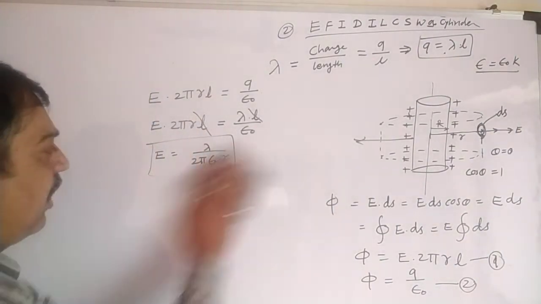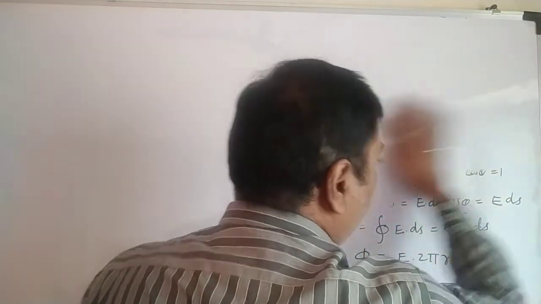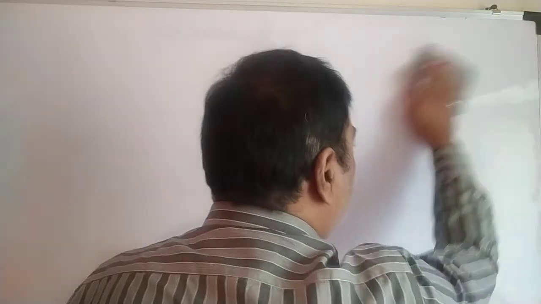Let's go to the third and last application of Gauss law, and that is to the plane sheet. If we have a charge conducting plane sheet, how can we use Gauss law or Gauss theorem?